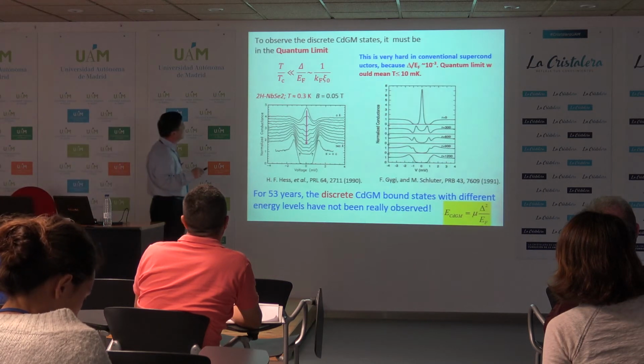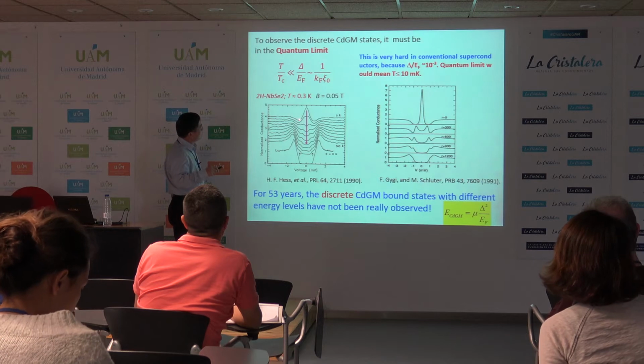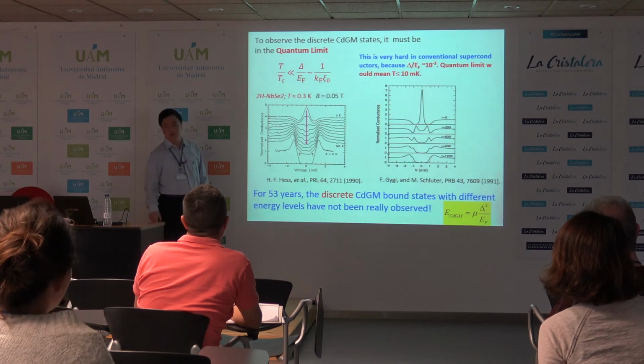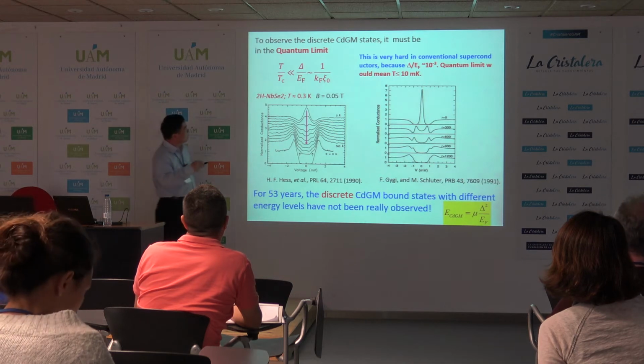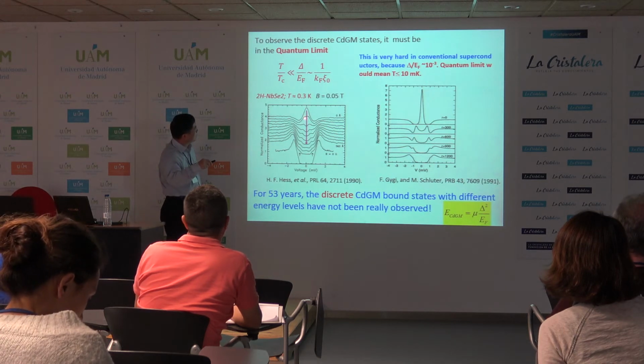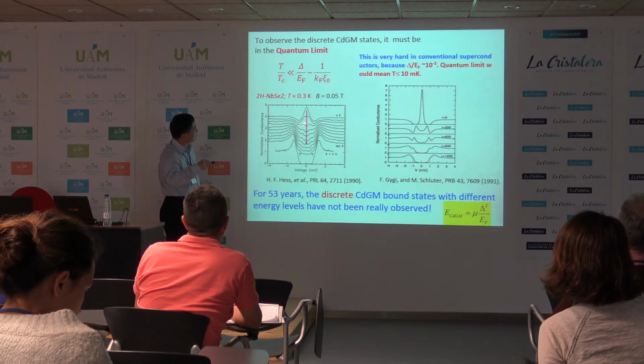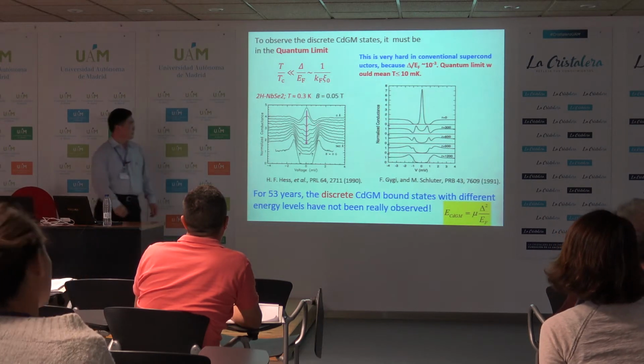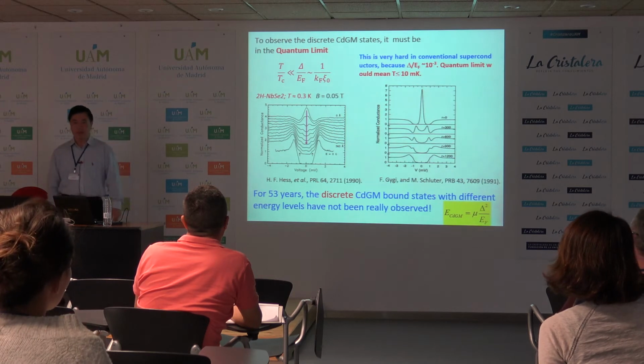What it turns out is that at the center of the vortex, one sees this kind of giant peak, which is sitting at zero. And when you go away from the center, this peak will quickly split into two, okay? That's what the data shows. So what has happened?